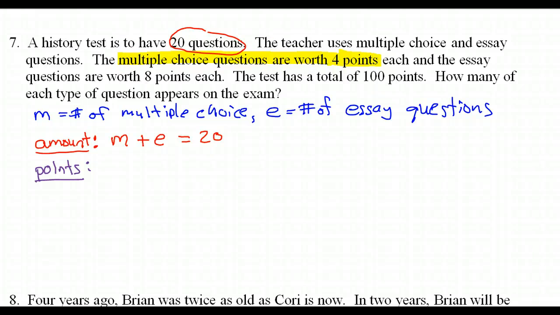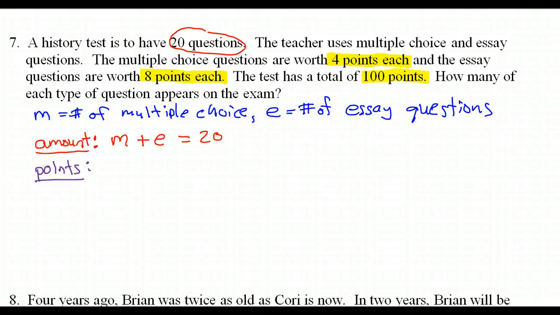Okay, let me just focus in really closely. Look at this. 4 points each. Essay questions are worth 8 points each. The test has a total of 100 points. Look at the connection. 4 points, 8 points, 100 points. It's points, points, points. So this all flows together in one equation because it's all points.